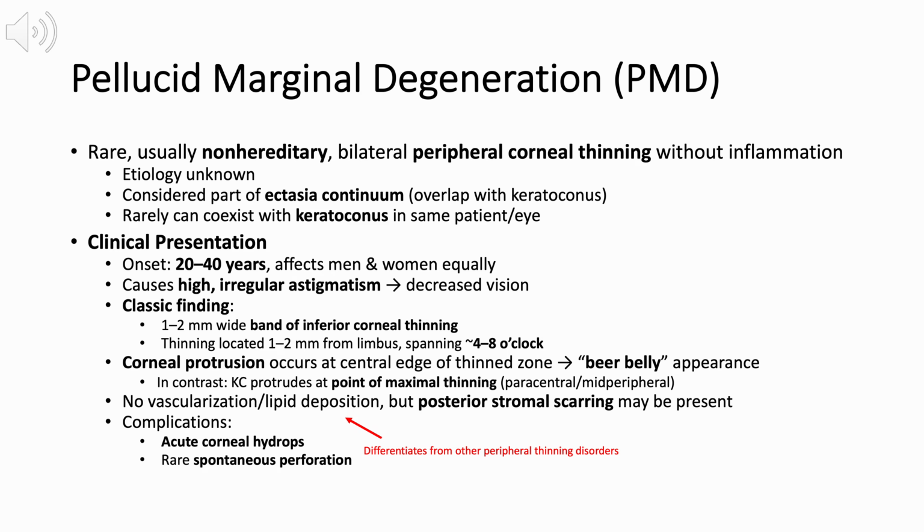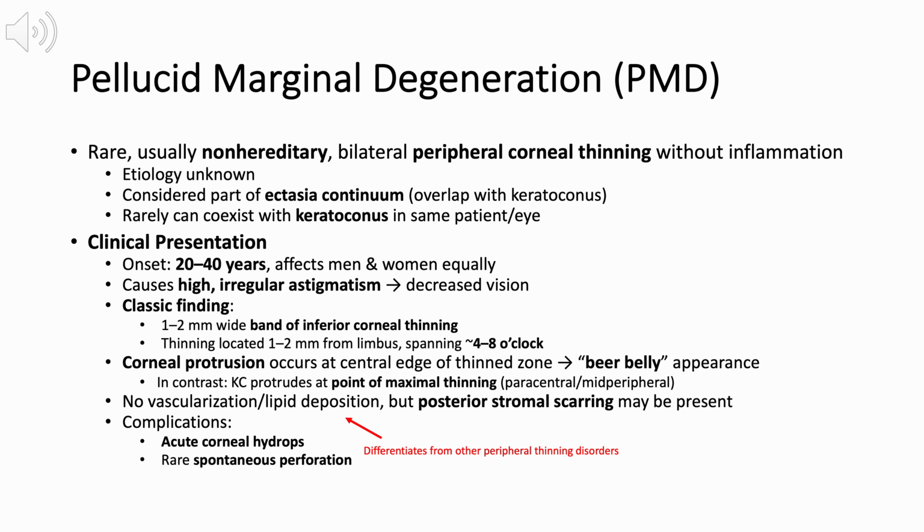Pellucid marginal degeneration, or PMD, is a rare, usually non-hereditary disorder characterized by bilateral peripheral corneal thinning without associated inflammation. Its exact cause remains unknown, but it is considered part of the ectasia continuum, showing overlap with keratoconus. In fact, although unusual, PMD can very rarely coexist with keratoconus in the same eye. Clinically, PMD tends to present between the ages of 20 and 40 years, and it affects men and women equally.